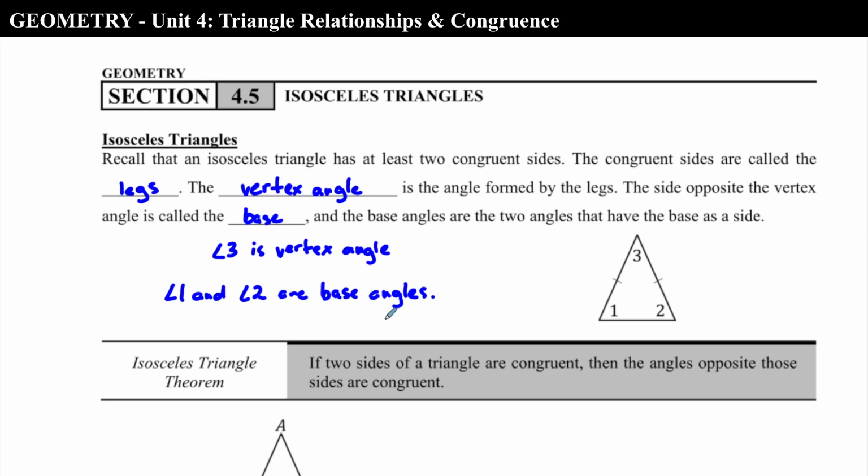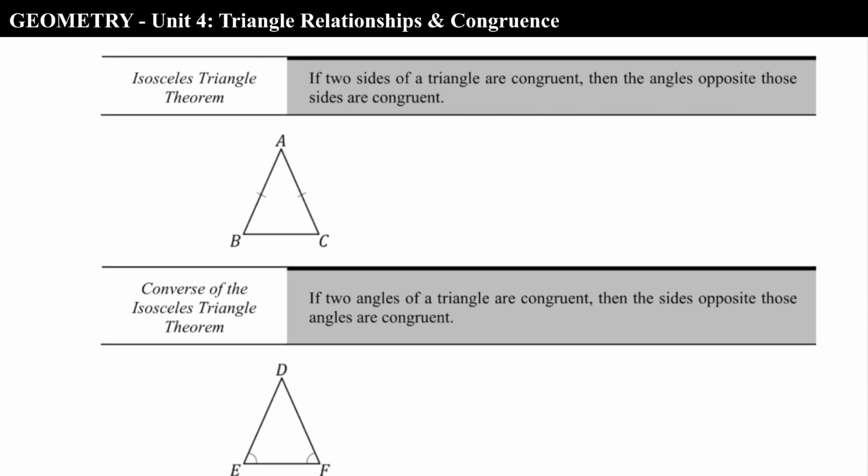So now, let's talk about the isosceles triangle theorem. If two sides of a triangle are congruent, then the angles opposite those sides are congruent. So in other words, since we have two sides that are congruent, the angles opposite these sides, so opposite AC, we have angle B. That's congruent to the other angle that's opposite the congruent side, so AB. The opposite angle is C. So angle B is congruent to angle C.